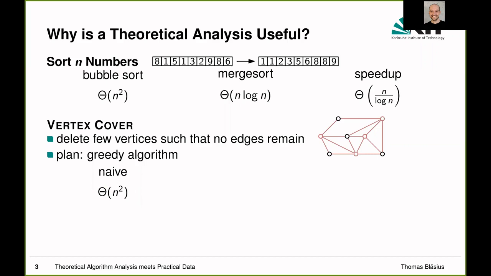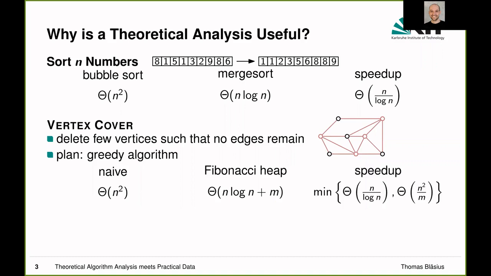Now, if I'm a bit more clever, then I use a priority queue to keep track of the degrees of the vertices. And in the priority queue, I can very quickly ask the question, what is the vertex with the maximum degree? And then I can just delete this vertex. And if I do that, I get a running time of n log n plus m, and m is the number of edges here. So n is the number of vertices, m is the number of edges. Again, I can ask, okay, what is the speed up? And I see in this case, it's a bit more complicated because I have these two terms here, and the running time of this implementation depends on which of the terms is dominant.